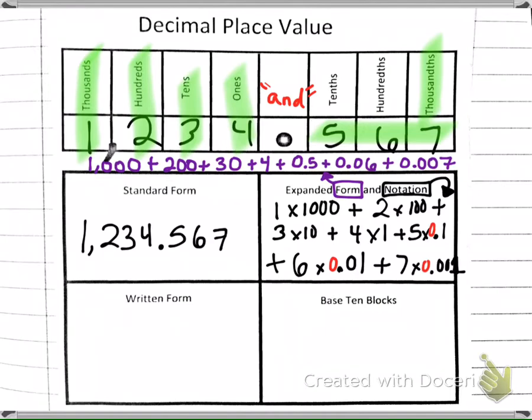Expanded notation is when you multiply. And then the expanded form, all of this is just adding, and you don't have to worry about separating the digit from the place value. It's kind of included in one. Now the written form is just like with words.